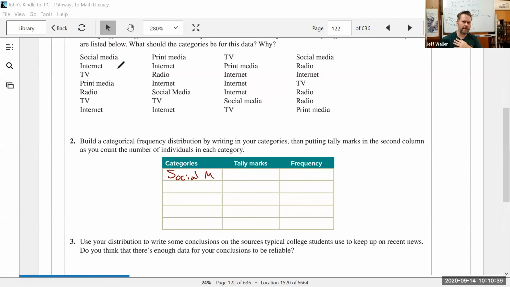So let's count the tally marks. This is kind of silly. You would make a mark for everyone. I see 1 social media, and then 2, and then 3, and then 4. So I got 4. Does that look about right? Social media, 4. So the frequency is just how frequently that showed up.